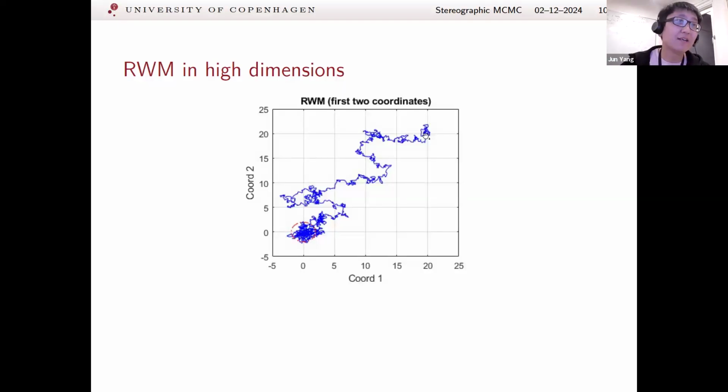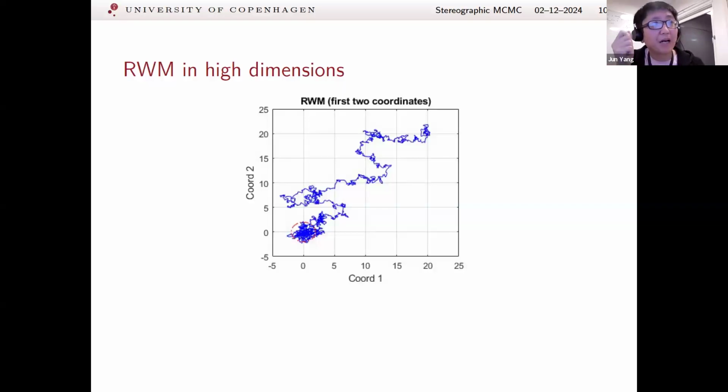So at least in the transient phase, the goal for this Markov chain is to move from this point to this circle. You can see the actual behavior of this random walk Metropolis. It seems to have a very hard time finding where to go, what the direction to go is. It spent a lot of time doing this random walk behavior at the tail before it could find the direction to go to the circle. So why does this happen?